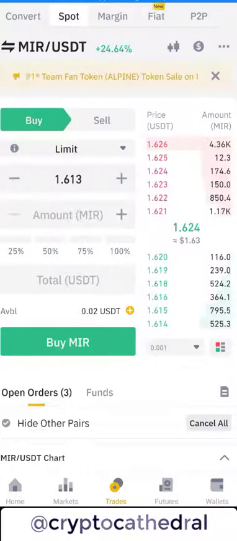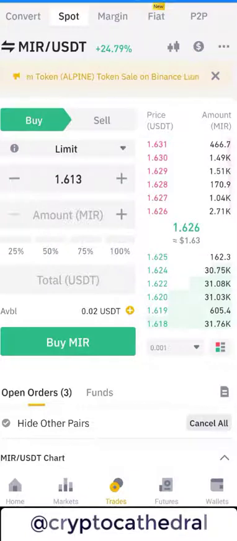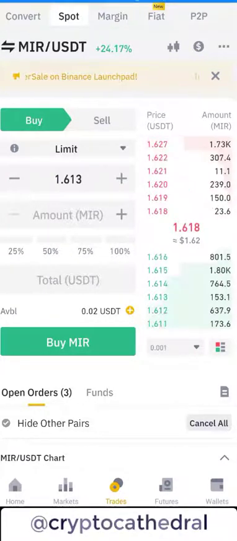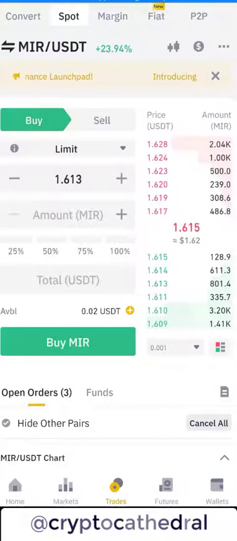Today we are going to be discussing how to set a buy and sell order, and the advantages and disadvantages of setting a buy and sell order. As you can see, I'm logged into my Binance. Let's go straight to today's topic.